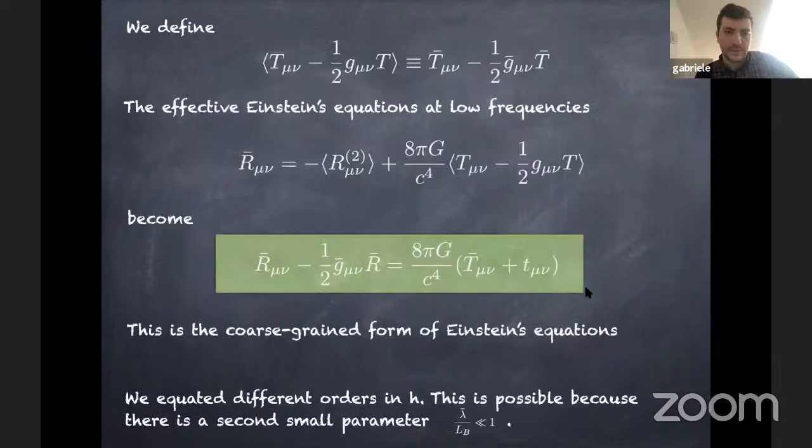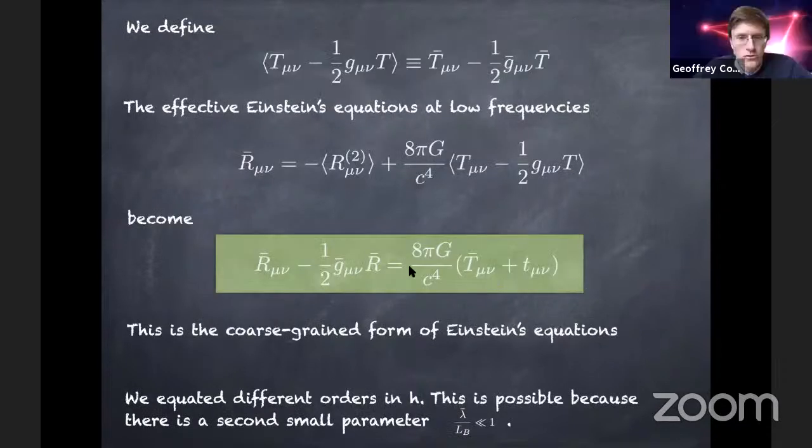And here you see something very weird if you do perturbation theory, because the left-hand side is a zeroth order expression in this perturbation H. The right-hand side is second order in H. So usually it's not allowed to equate a zeroth order with a second order expression from the point of view of perturbation theory. But here it's possible because there are two small parameters.